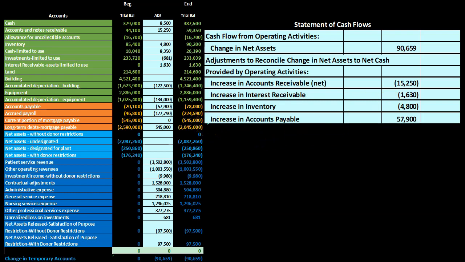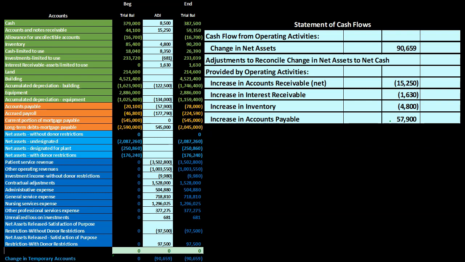Then there's an increase in the accounts payable. So the accounts payable is an accrual type of account, so if we reverse it, then we'll be reversing back out to a reconciling item to a cash basis. It started at 20,100, went up by 57,900 to 78,000 during the year. So therefore, there was an increase of the 57,900. Now, liabilities, when liabilities increase, the rule is that we will add them on the statement of cash flows. So that's just the general rule.